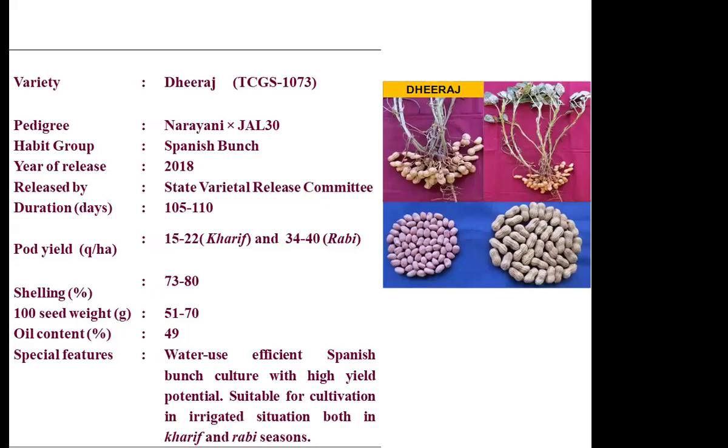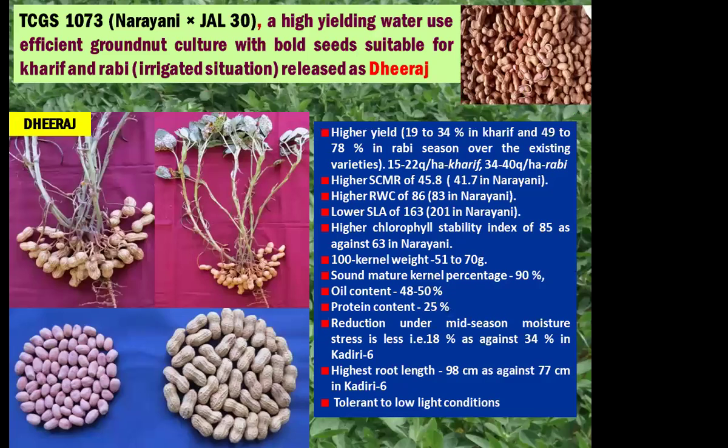One more combination that is almost on par with Dharani, but it doesn't have that much drought tolerance capacity. It is more suitable for ideal situations, Kharif or Rabi. Next slide, please.